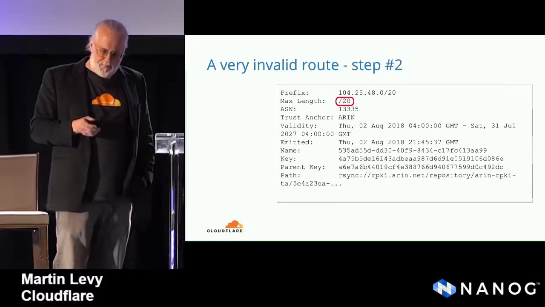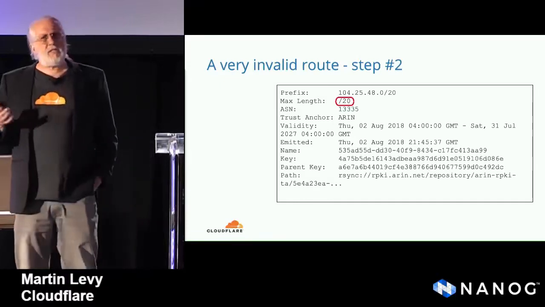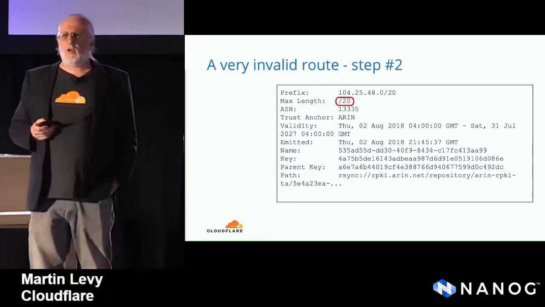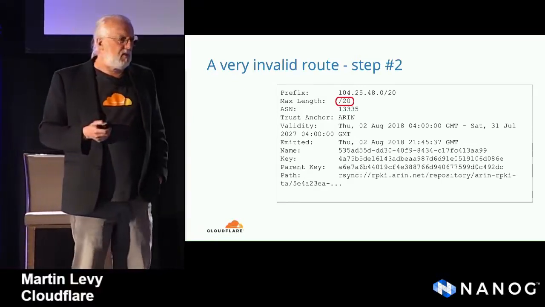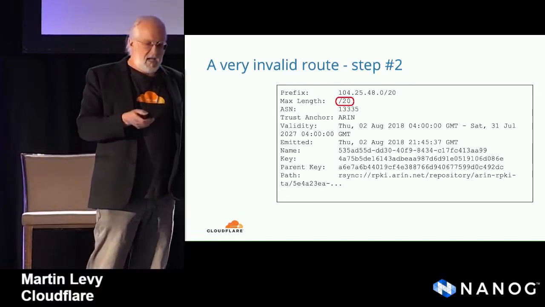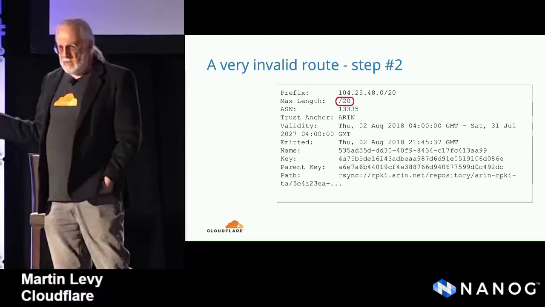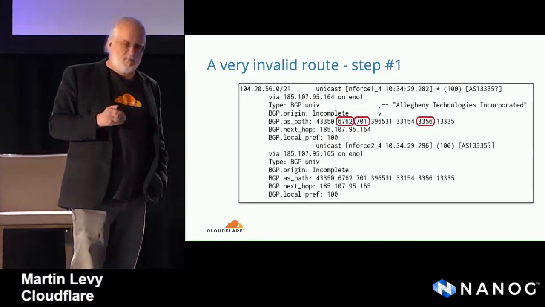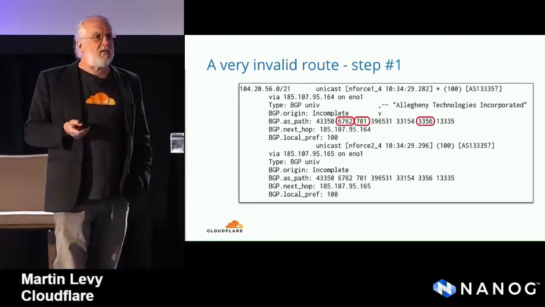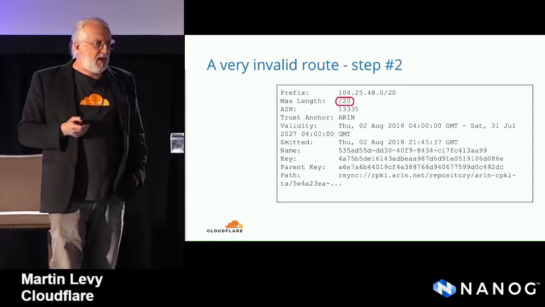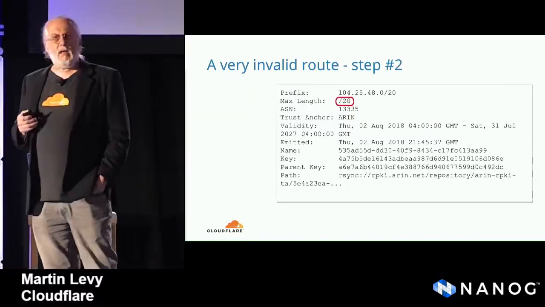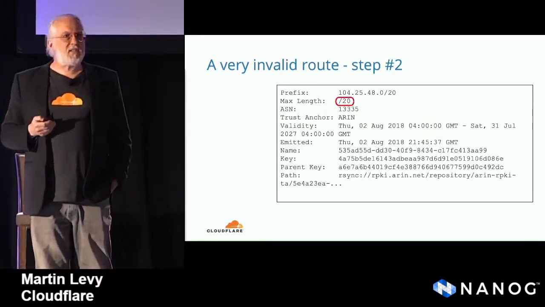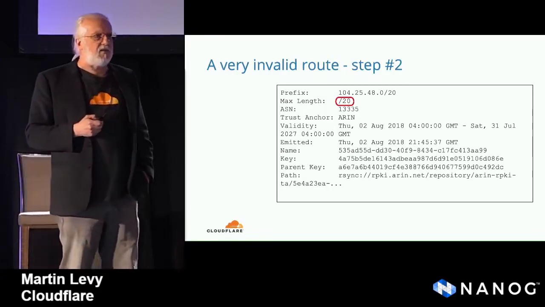But there was a problem. And this becomes the introduction to the second part of what I'm going to talk about in a few slides. This is not a route that we announce. If I go back to the previous slide, we were seeing a /21 that was being leaked. And yet, we only announce a /20. And the /20 is not only in the IRR, but is also RPKI signed with a max length of /20.